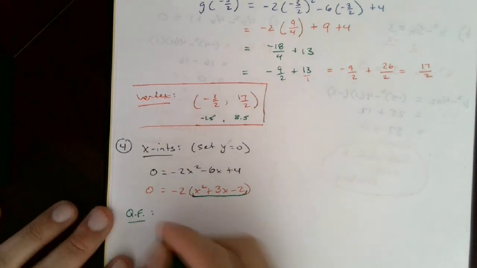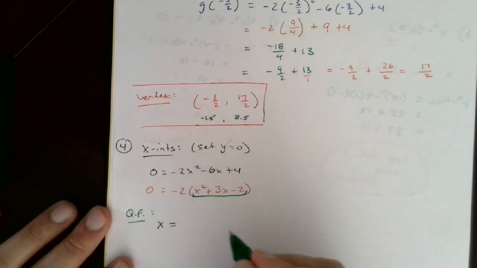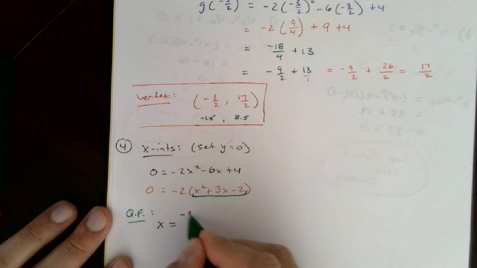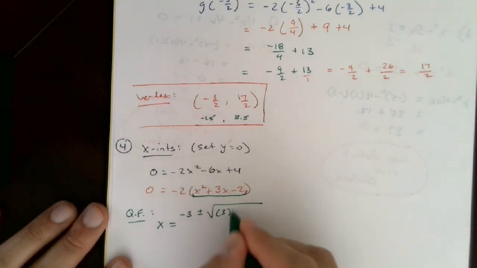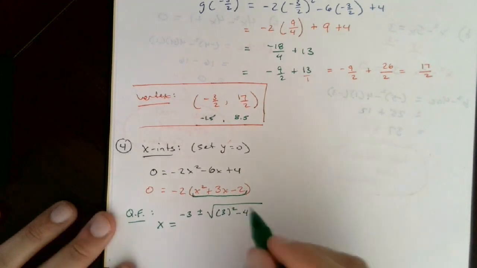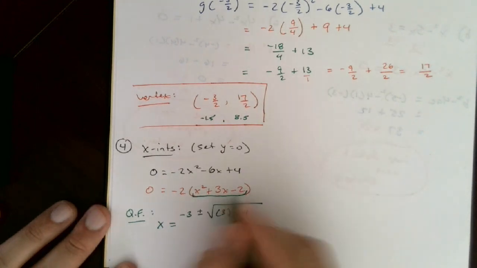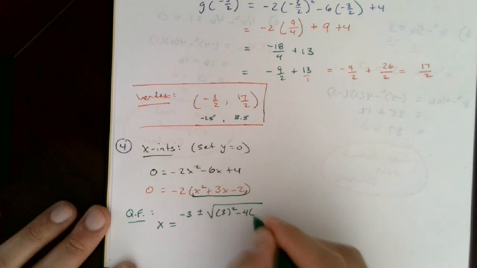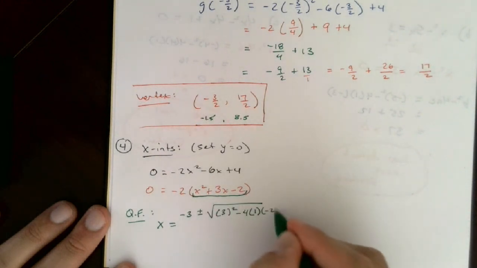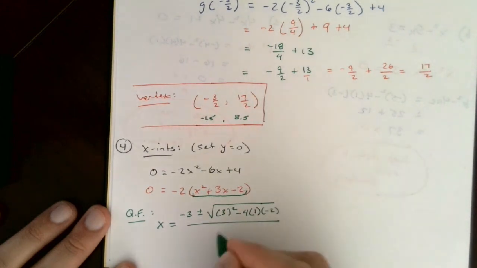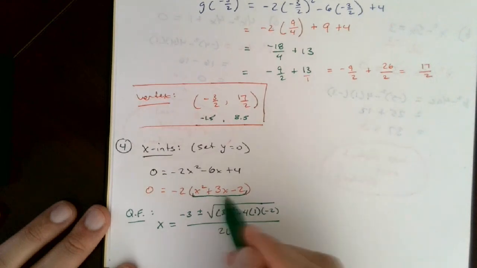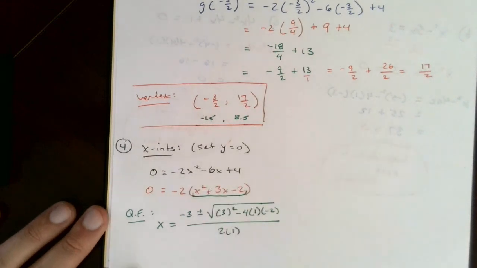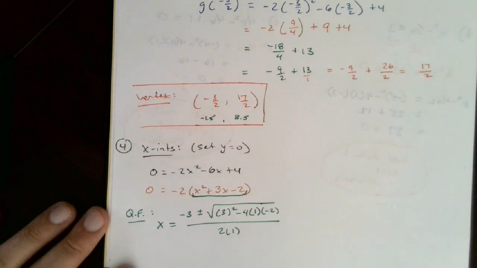I'm not going to write out all the pieces, but remember x is equal to negative b, so this will be negative 3 plus or minus the square root of b squared, so it's 3 squared minus 4 times a, which is 1. Make sure you're using the correct equation here. So negative 4 times a, which is 1, times c, which is negative 2, all over 2 times a, which is 1 here. Remember, I'm using the inside of this. If you use the original, you'll get the same answer in the end. It's just a matter of being accurate with it.